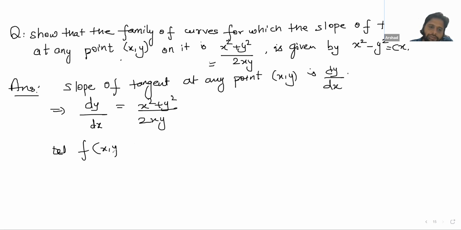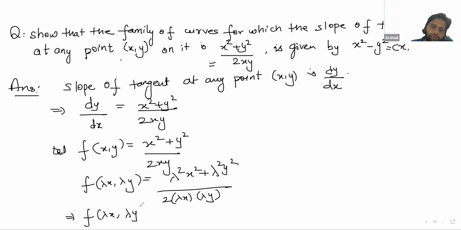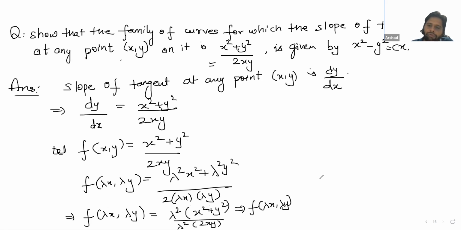Let f(x, y) be equal to this, because I need to show you one step here. 2xy. Okay. So f(lambda x, lambda y) is equal to (lambda square x square plus lambda square y square) by 2 lambda x lambda y. And this will give you f(lambda x, lambda y) equal to, taking lambda square common, lambda square (x square plus y square) by lambda square times 2xy. So f(lambda x, lambda y) is equal to lambda 0 times (x square plus y square) by 2xy. So you can write the statement on your own that this is a homogeneous differential equation. Okay, let this be one.